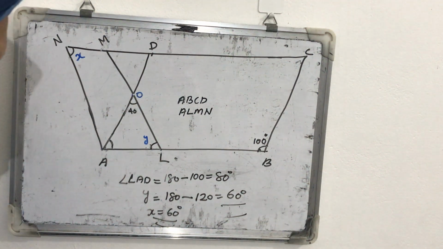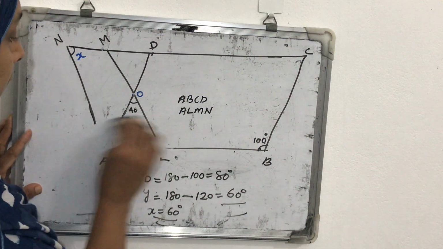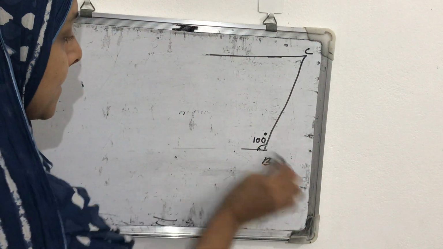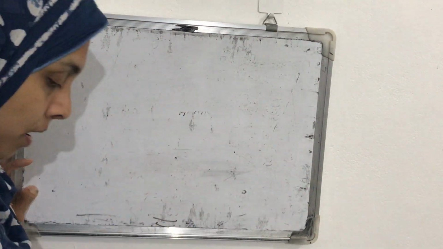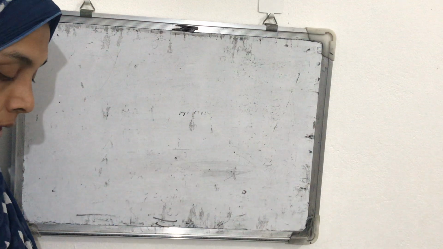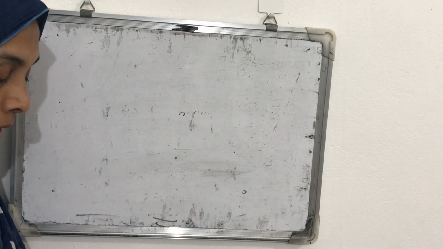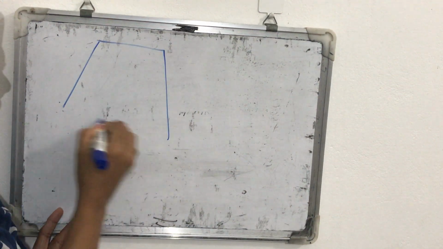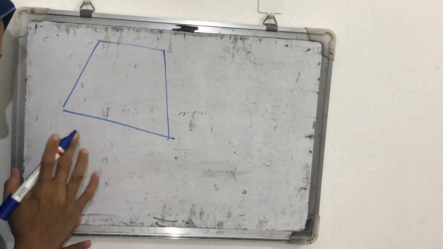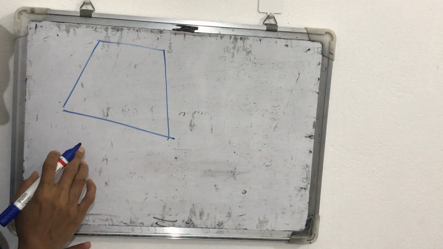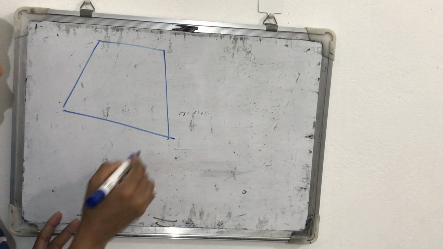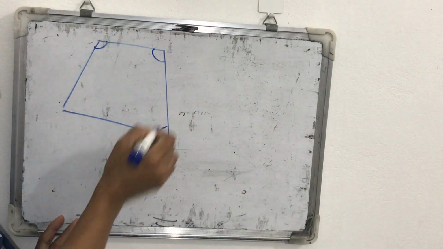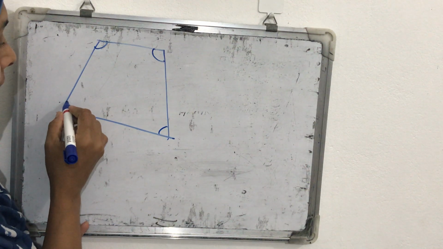Three angles of a quadrilateral are equal, and its fourth angle is given 120 degree. Find all the angles. A quadrilateral is given. So three angles are given equal and another angle is given 120 degree. So suppose these three angles are equal, and another angle is given.